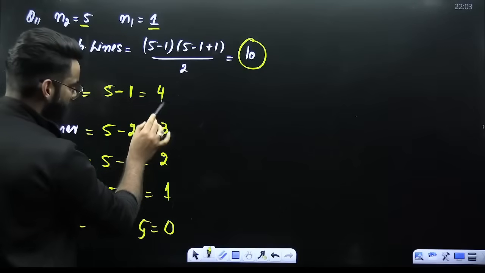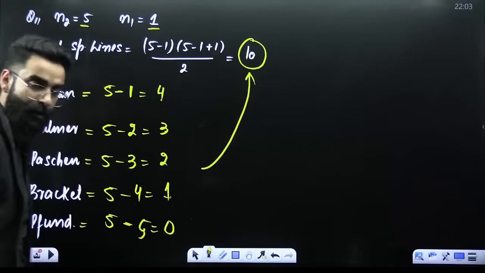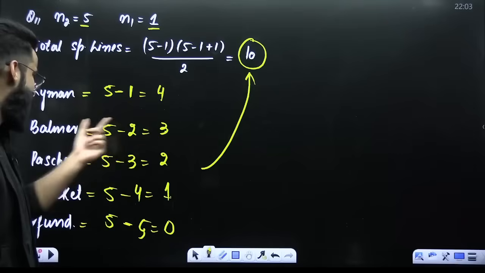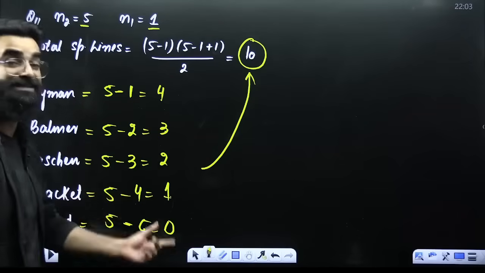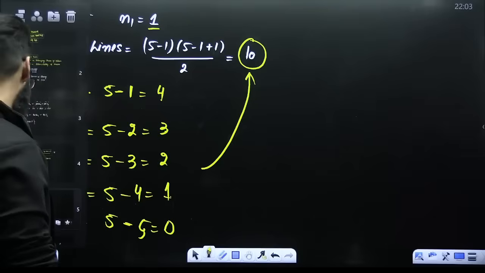If you take the sum of these, 4 plus 3 is 7, 7 plus 2 is 9, 9 plus 1 makes it 10. So overall 10 spectral lines are obtained, and out of these, 4 fall into Lyman, 3 into Balmer, 2 into Paschen, 1 into Brackett, and 0 into Pfund. This is how you are going to solve this sort of short question.